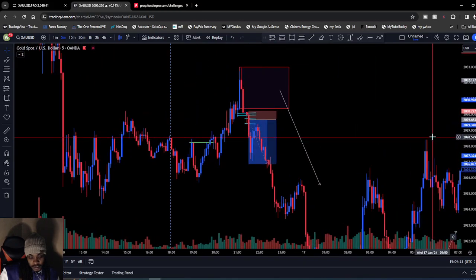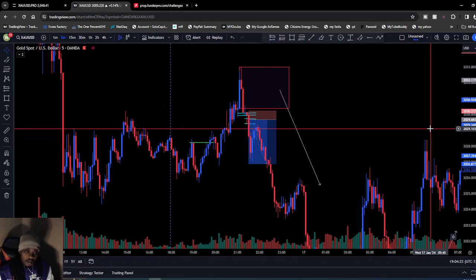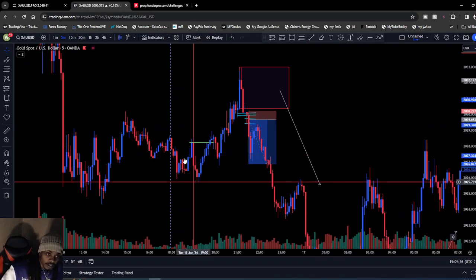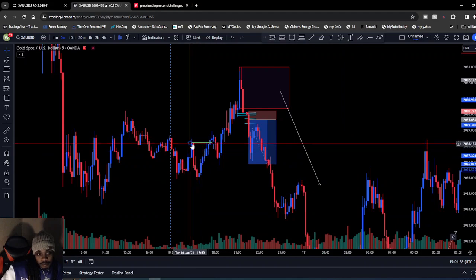When you're looking for sales, you're looking to catch basically or potentially the end of the up move. So right here again we have a broken structure.